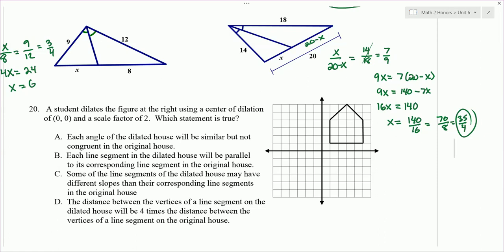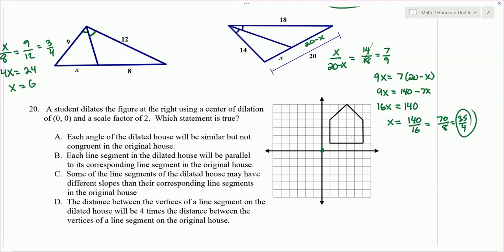Number 20, a student dilates the figure at the right using a center of dilation of 0, 0 and a scale factor of 2. Which is true? So first of all, in a dilation, the new figure is going to be similar to the original. So they're all going to have the same angles, and the side lengths will be proportional.